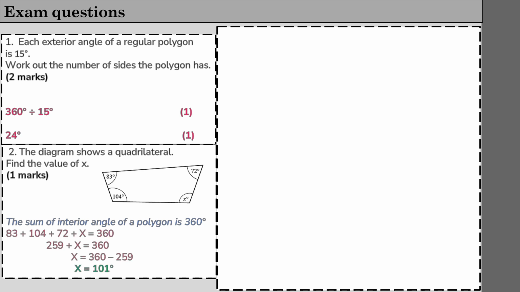So what am I going to do? I'll add all the angles given to me plus x is equal to 360. Now 360 minus 259 will give me the angle x, which is 101 degrees.